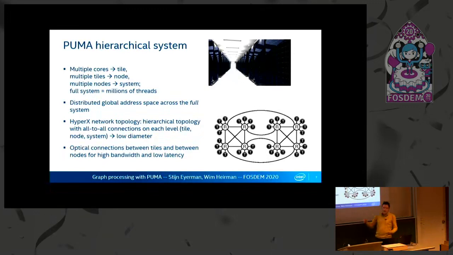Of course, this requires a very high bandwidth, low latency network, so we use HyperX network topology. This is the textbook representation of this. So you have a hierarchical design where within each level everything is fully connected, and then on the next level there are connections between the levels. Furthermore, we plan to have optical connections between the tiles and between nodes, again to increase bandwidth and latency.